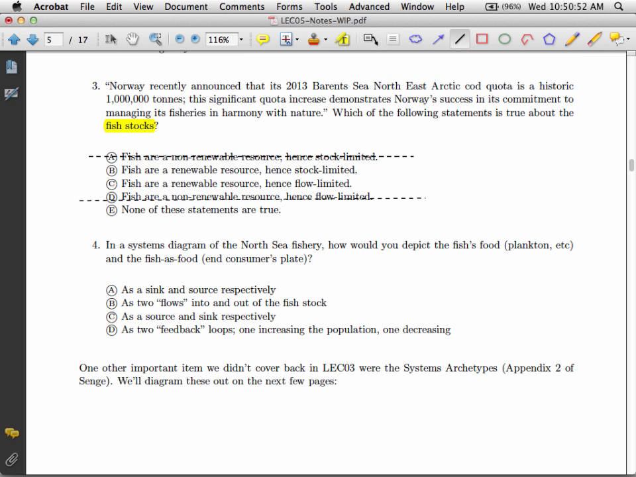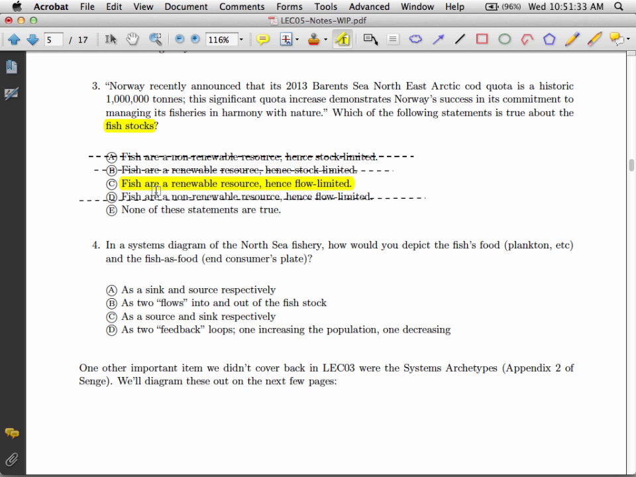Flow limited and stock limited. Well, we haven't really talked about that in class, but if you parse the words, it should be easy to figure out. Something like an oil well is stock limited. The amount of oil you can get out of it is based upon the amount of oil that's in the rock formation to begin with. That stock is limited, so it's a non-renewable resource. So this statement B doesn't make any sense. So the one that does make sense is statement C. Fish are a renewable resource. If you have fish that are able to mate and lay eggs and all that kind of stuff, you can get more fish.